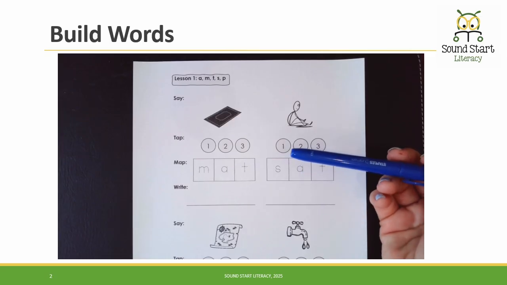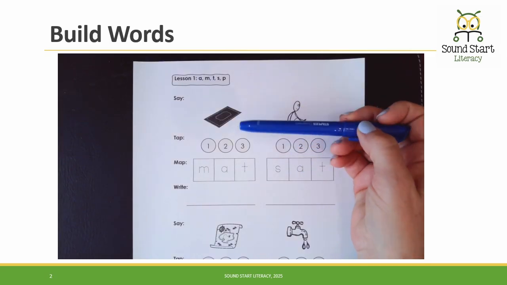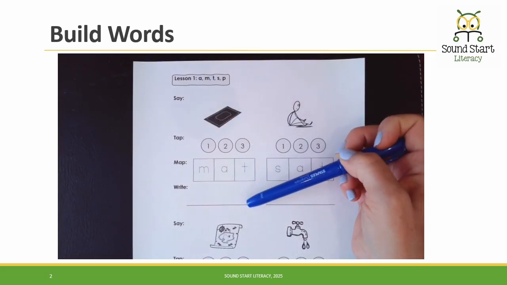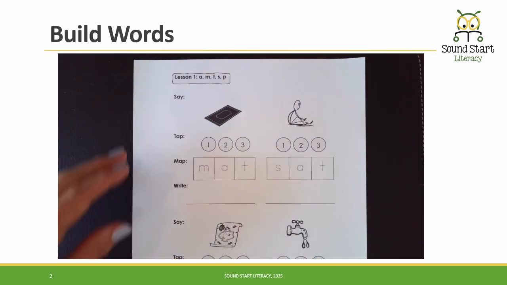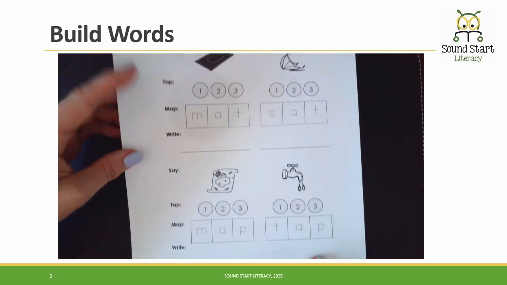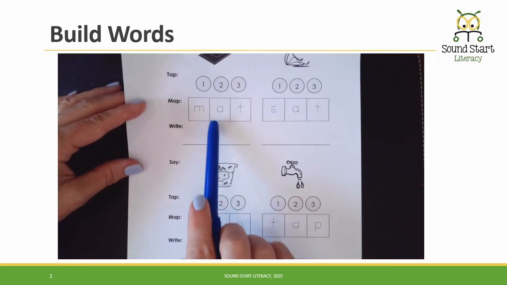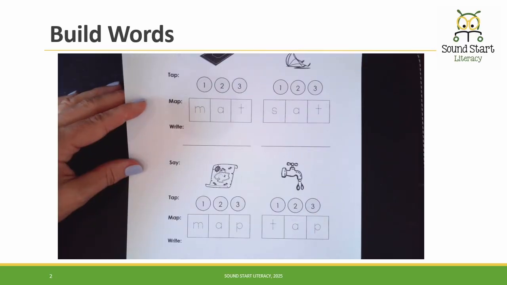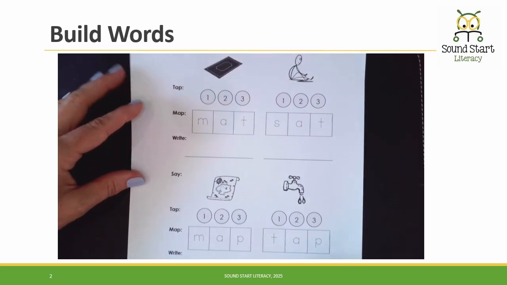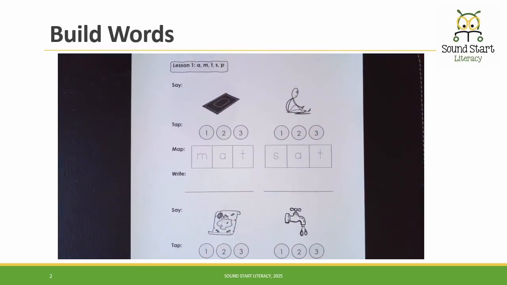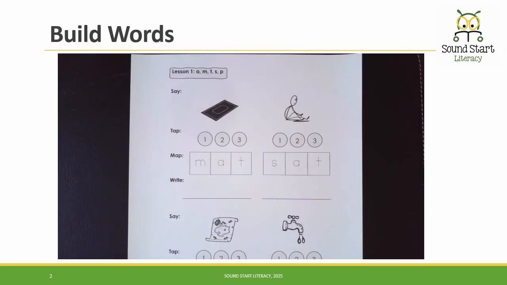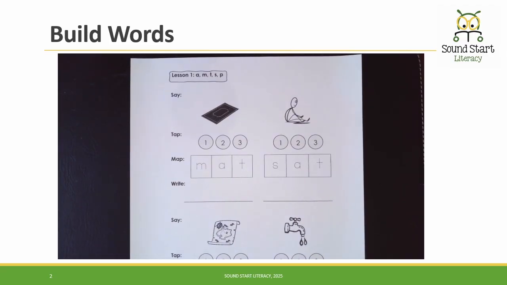So I'm going to walk you through the procedure. It's say it, tap it, map it, write it. And you'll see that we're going to repeat this, especially in the early lessons. We're going to do 4 of these. As you get to later lessons, it'll just be 2, and then you'll have some other activities to do. But when we get to that, you'll have a different video to watch to model that lesson.